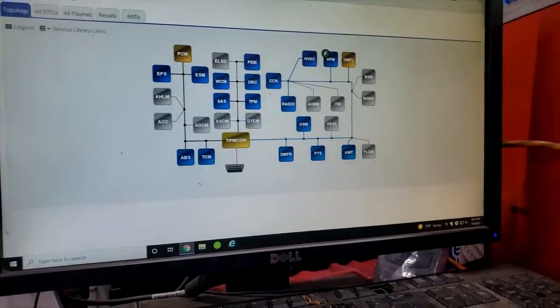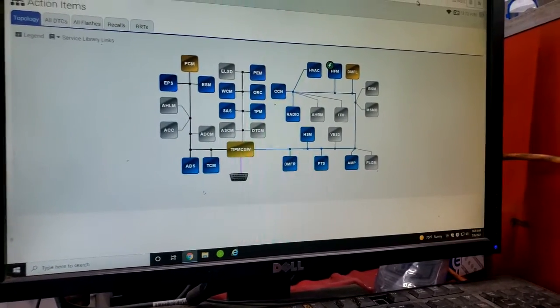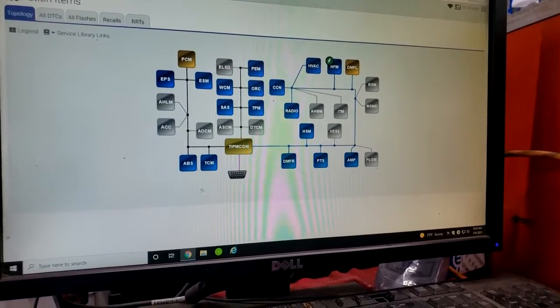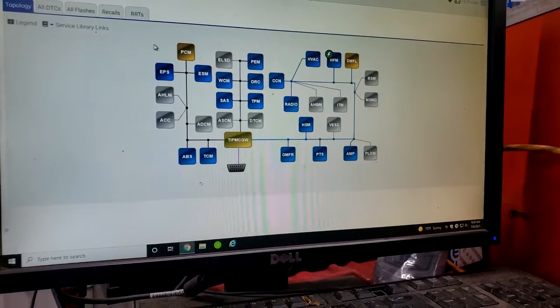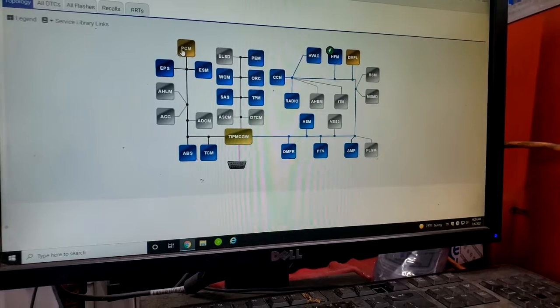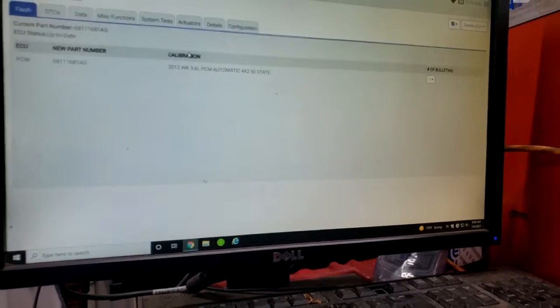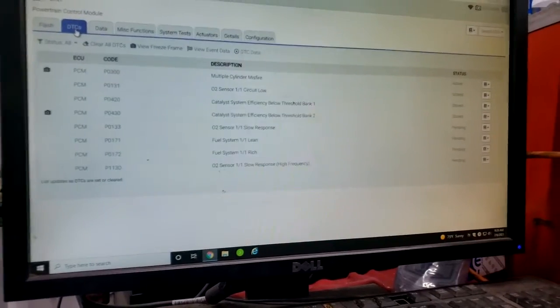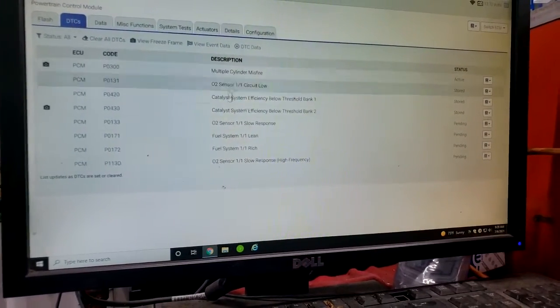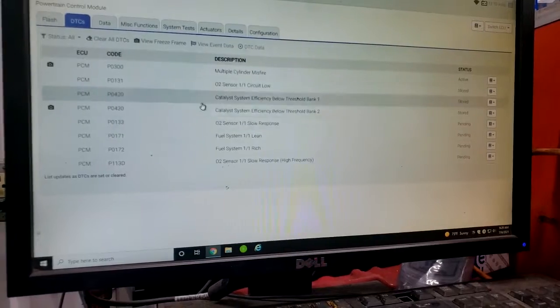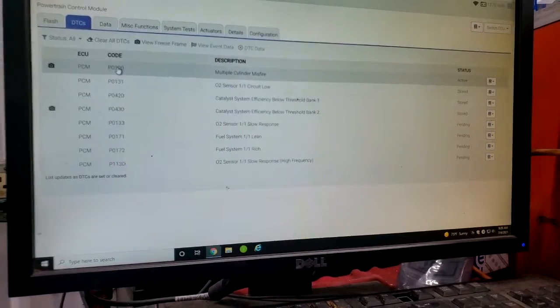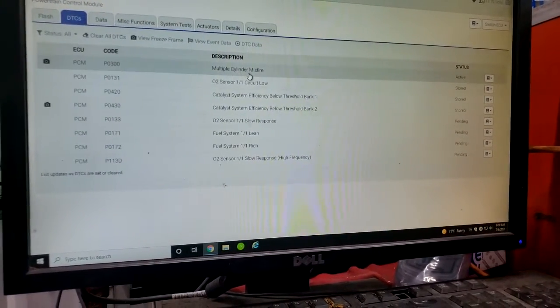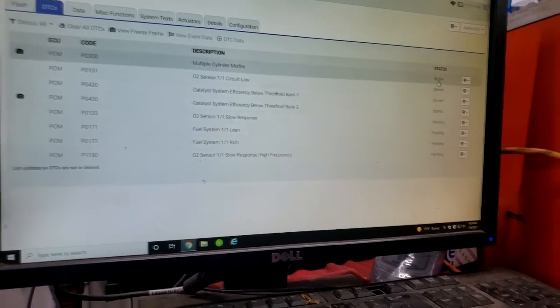Alrighty, guys, I'm back. We're at the scan tool, at the computer now. As you can see, I have codes in the PCM. This is what we're interested in. Let's go to the PCM and look at the DTCs. What we will find is, alrighty. Oh, wow, guys. P0300, multiple cylinder misfire. And that's active, guys.